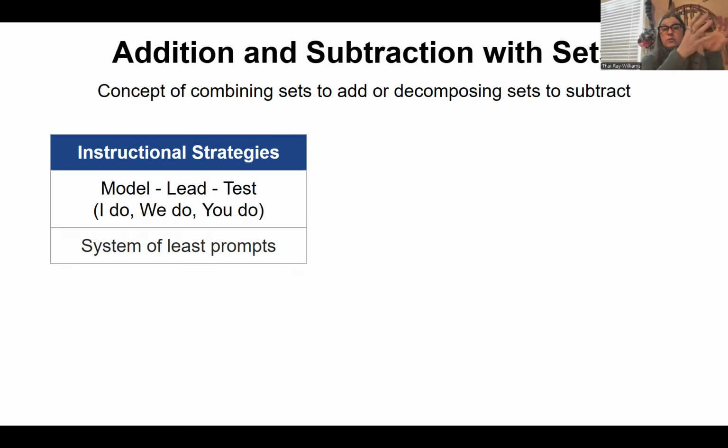It takes a while to get through I do, we do, and you do. Not only that, there are students that need prompting, right? They're not going to be able to just watch you and then do it with you and then be able to do it by themselves. They need a higher level of support than that. That's why we call our students students with complex support needs, because they have a variety of supports, right? So don't let it become your comfort level, your go-to, but it is an evidence-based practice for addition and subtraction, and you could use the system of least prompts. But again, you could use other instructional strategies as well.